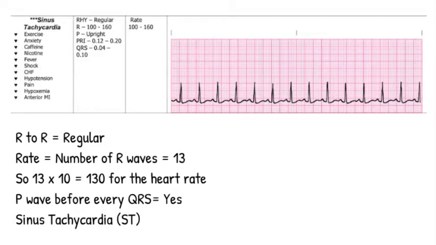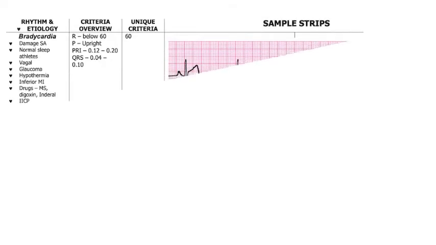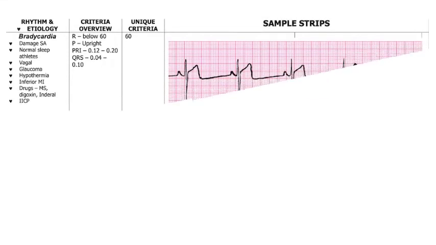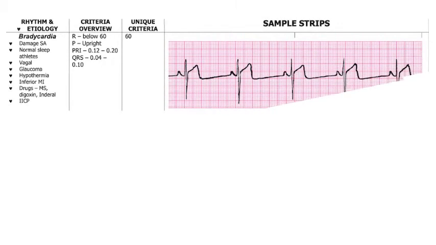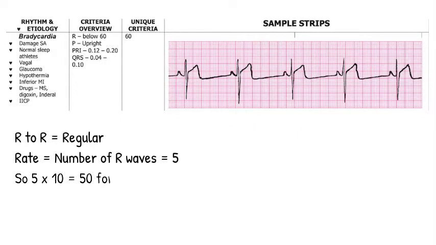You're going to interpret this the same way you've done the two previous rhythm strips. You're going to look and see what the relationship between the R waves is, meaning is it the same distance between each R wave? Yes, it is. So it's regular. Next, you're going to look at the rate. You see that there are 5 R waves. 5 times 10 is 50. So you know anything below 60 is bradycardic.